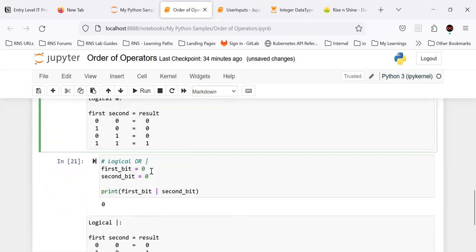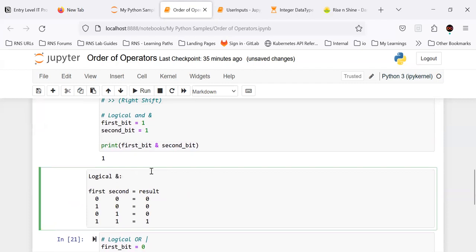Are you getting the points about it? Logical AND and logical OR. These are all concepts in shell script also. You will have the same concepts. Even if you are going to learn Java, yes, you have these concepts. These concepts are not specific to Python. But in Python, how do we use that?